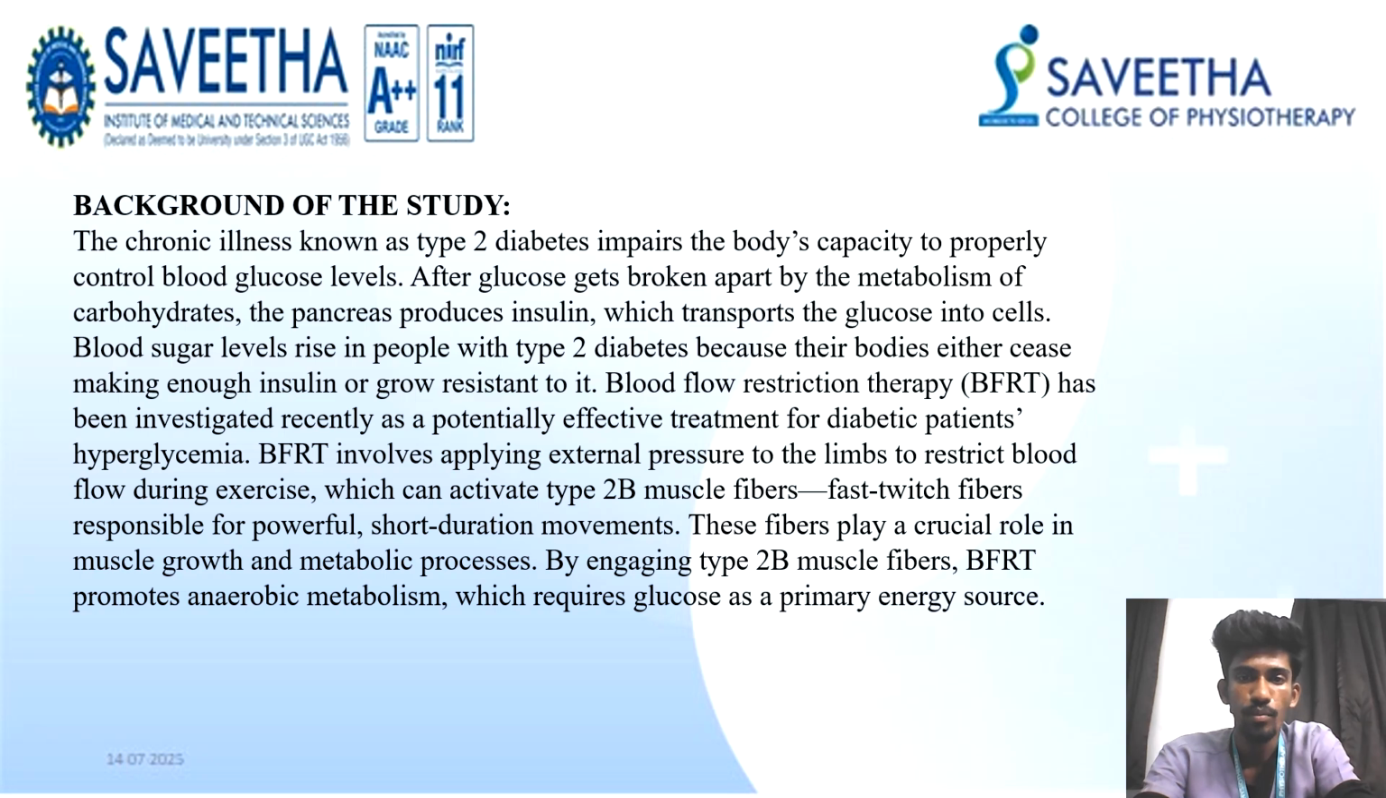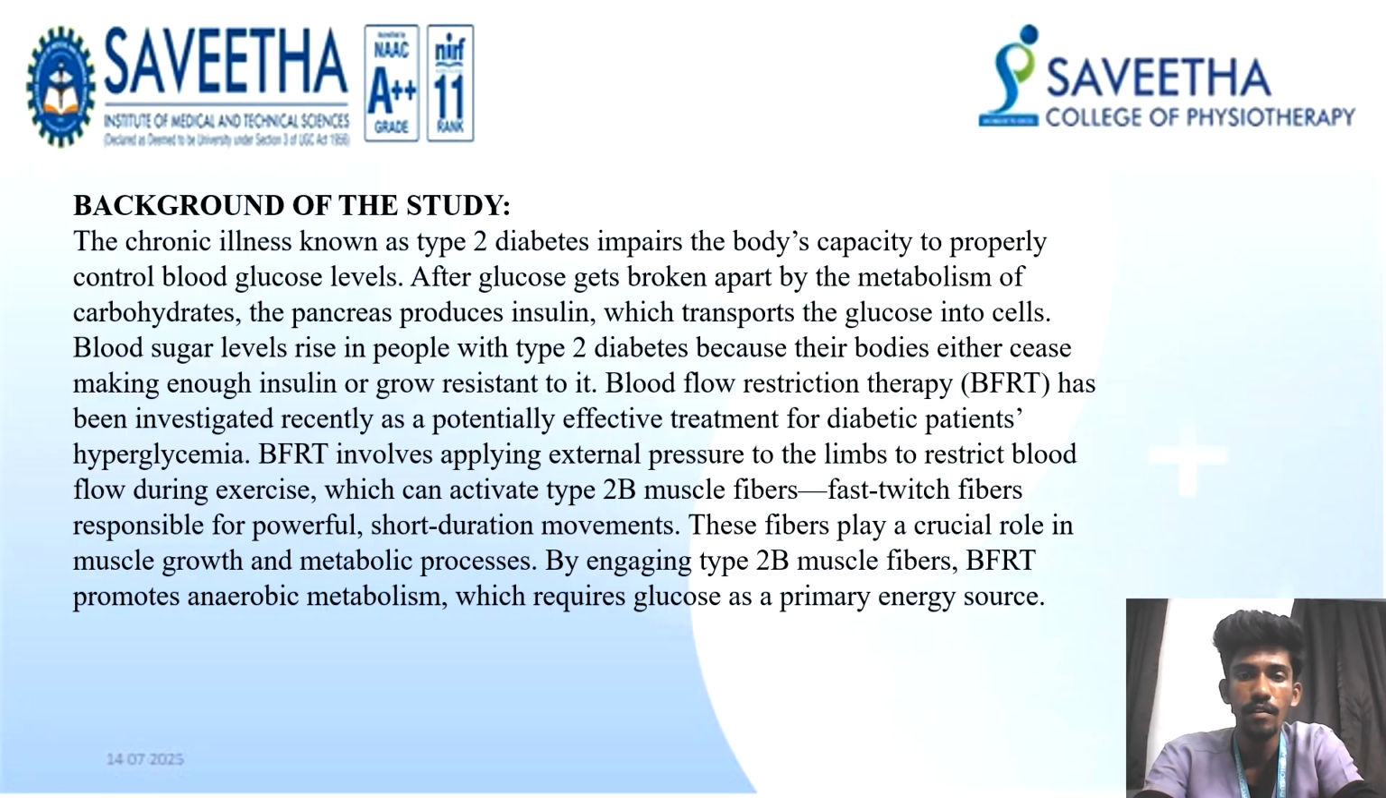Now, introduction to BFRT. BFRT involves applying a cuff or band to partially restrict blood flow during low load exercises. It limits venous return while maintaining arterial inflow, creating a hypoxic state in muscles that triggers the activation of type 2B muscle fibers, which are rarely used in low intensity training.